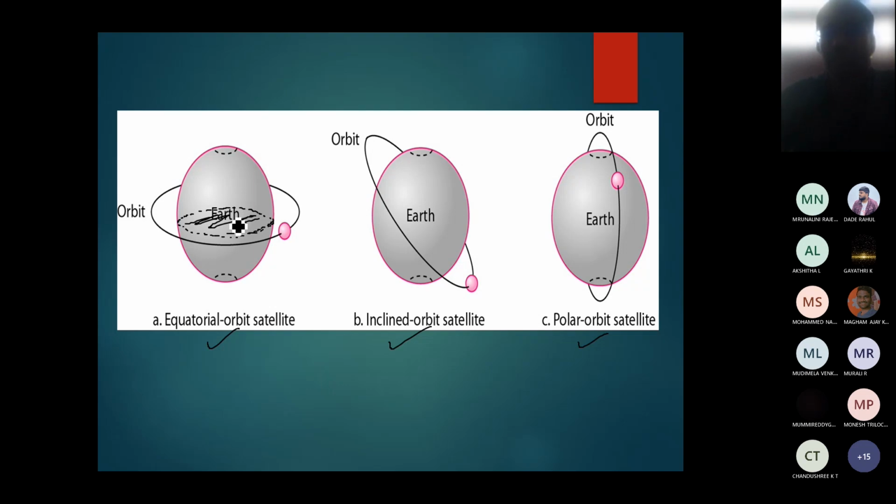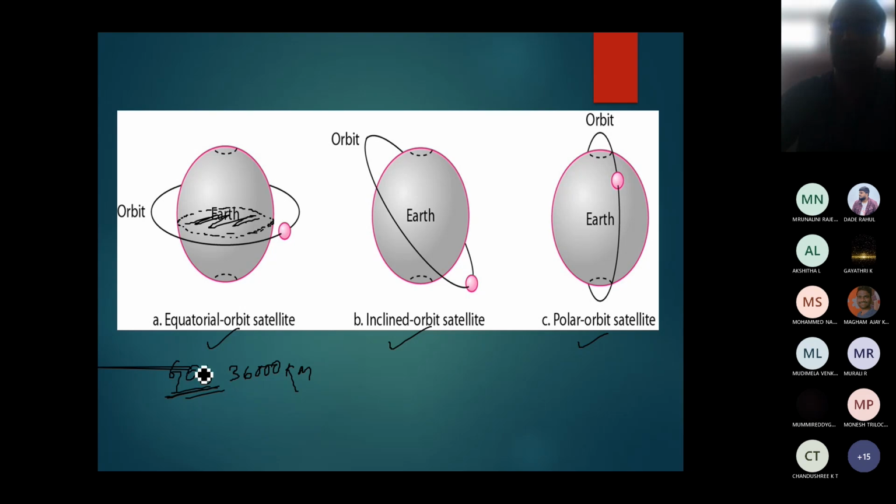When I talk about equatorial orbit, I am not mentioning the term GEO here. I am not saying that this orbit is the GEO orbit, or geostationary Earth orbit. No, GEO is also an equatorial orbit, but having an altitude of around 36,000 kilometers. That orbit is called the GEO orbit.